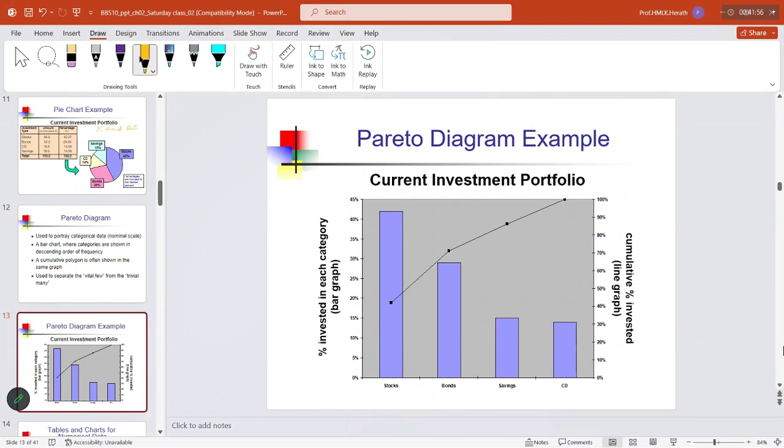Now the percentage is here, and they are in ascending order. And we have put the cumulative polygon in the graph like this.